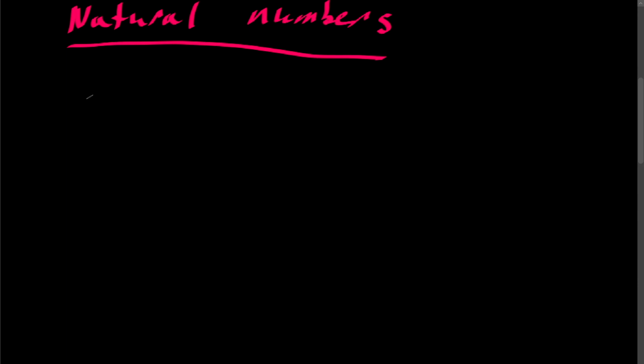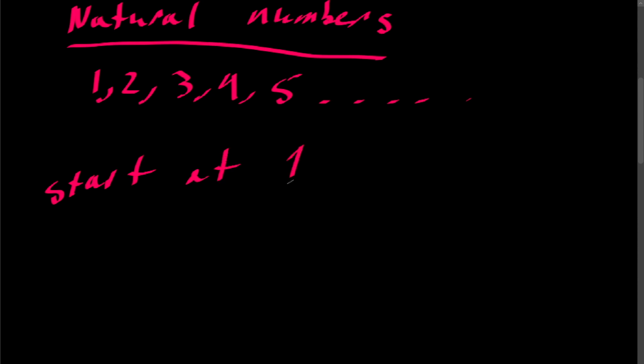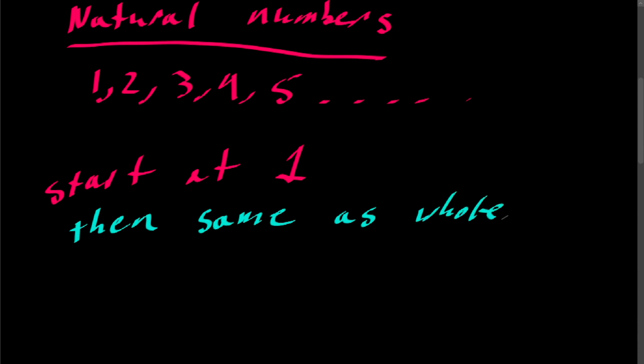And natural numbers is the same as whole numbers, except for natural numbers, we start at 1. So we go to 1, 2, 3, 4, 5, and so on. Okay, so we basically start at 1, and then it's the same as whole numbers. All right. And once again, this abbreviation is N. If it's a whole number, the abbreviation is W. I think I already said that, but just to make sure.